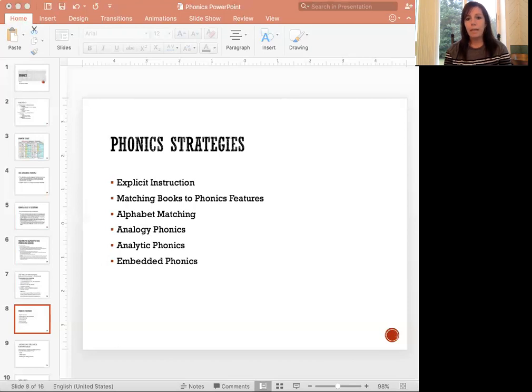And embedded phonics is simply embedding phonics instruction in text reading, which is more the implicit approach, and we've been talking a lot about the explicit approach, but both have their place. But you definitely want to start out by teaching the skill and the strategy explicitly, and then moving into the implicit instruction.